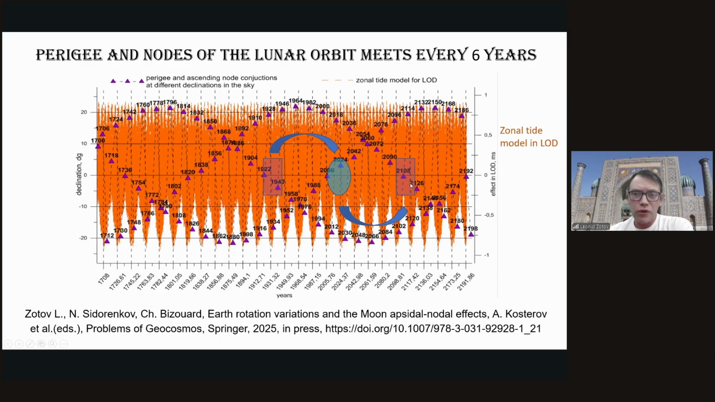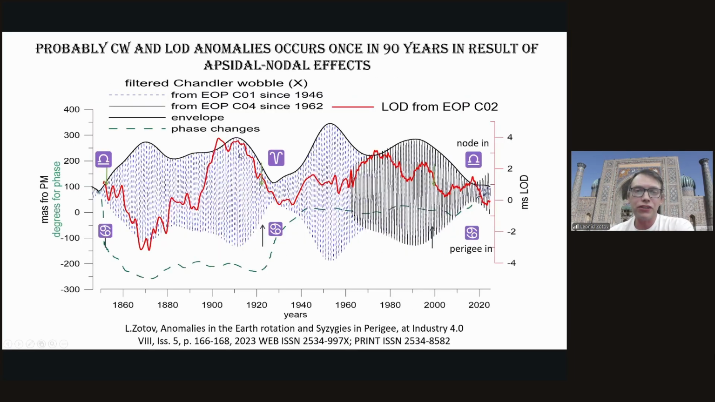We think that the disappearance of the Chandler wobble occurs exactly then; at least we have two prominent events of this kind. It occurred in the 1930s when LOD was at a minimum, and it occurred now when LOD is at a minimum again.